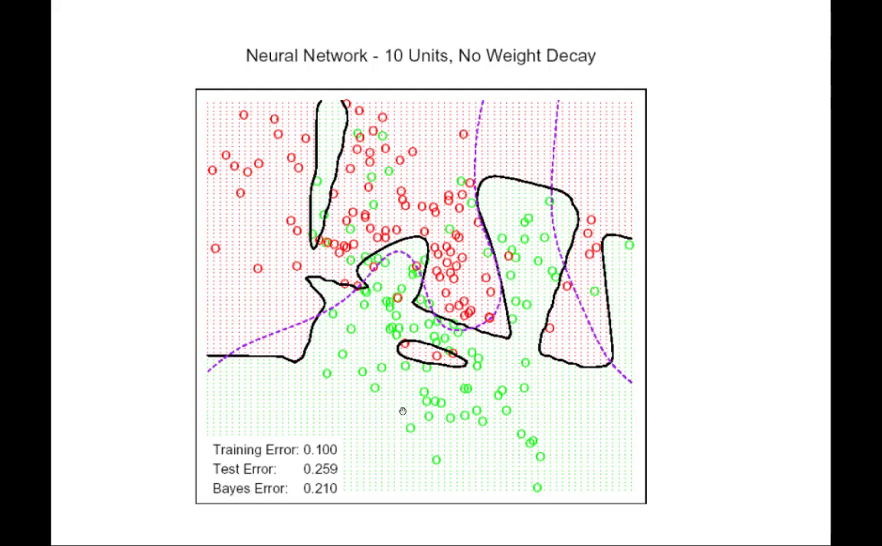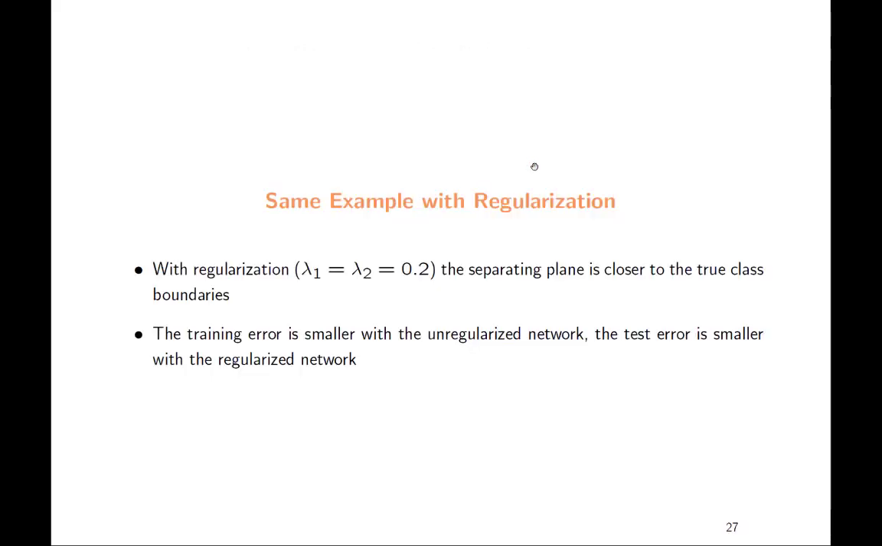And here you see the numbers. So the training error is 0.1, quite nice, small. The test error is 0.259, and the Bayesian error is the best possible error. So if you would know these true boundaries, then you would get 0.21 error. And this neural network had 10 hidden units and no weight decay. So obviously it was overfitting to some degree, although it was not necessarily doing such a terrible job.